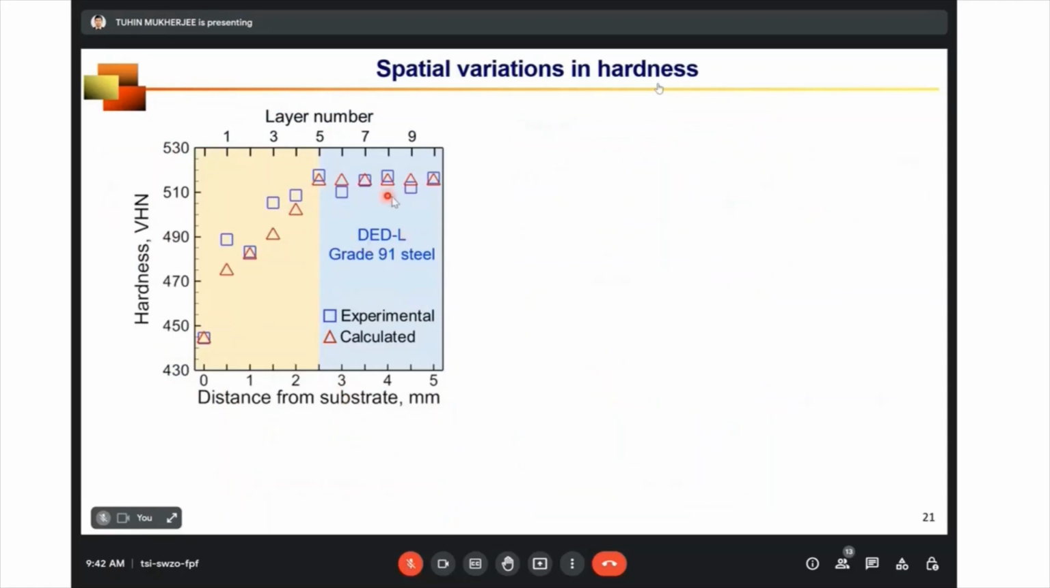So for directed energy deposition laser of grade 91 steel, the calculated hardness variation is shown using the red triangle, and corresponding experimental measured values are shown using blue squares. They are matching reasonably well, but one thing we should observe is that after a certain layer, there is no appreciable change in hardness, but below which you can see a linear change in hardness. Why is that so? Why are there two trends?